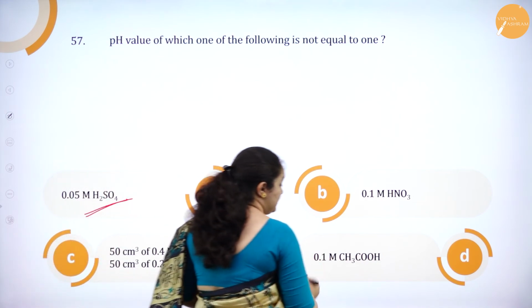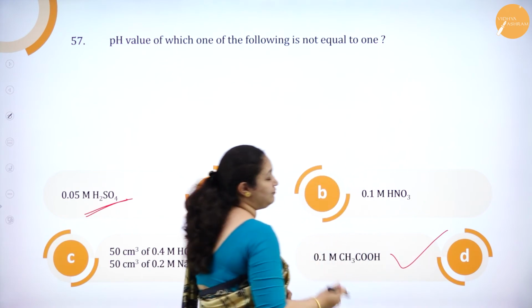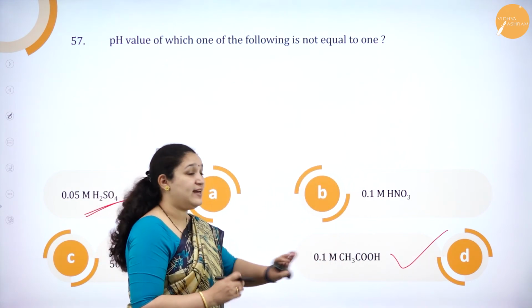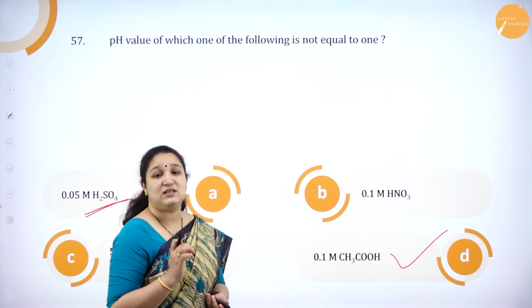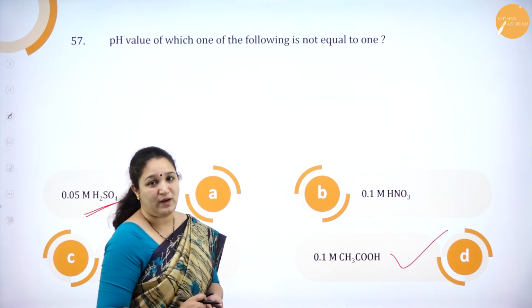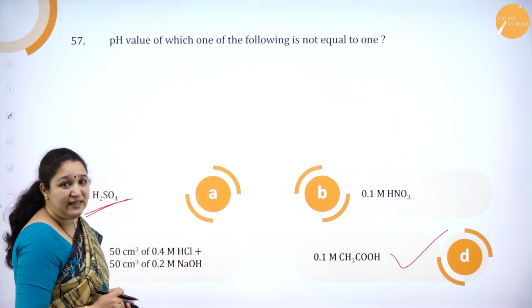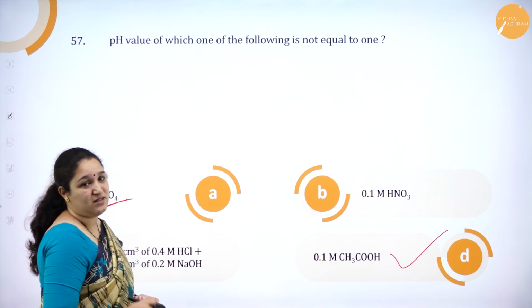But CH3COOH will not have the pH equal to 1 because it's a weak acid. Complete ionization will not happen. Thus, the pH will not be equal to 1. Okay, it will be greater than 1. Thus, option D is the right answer.